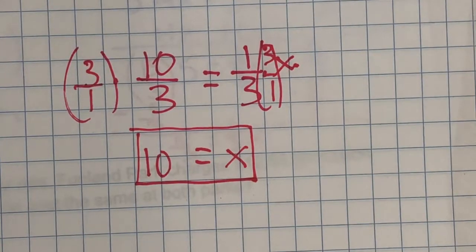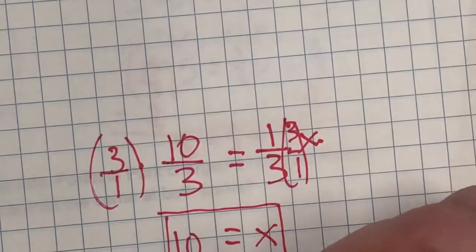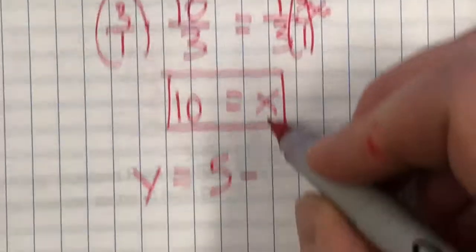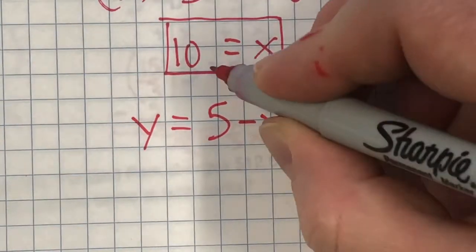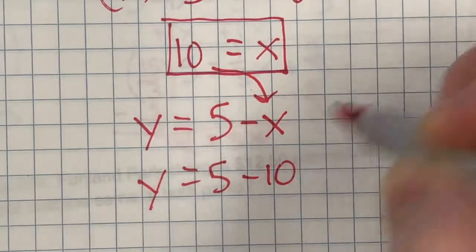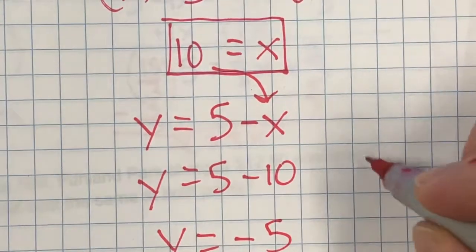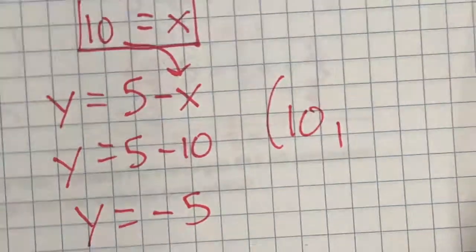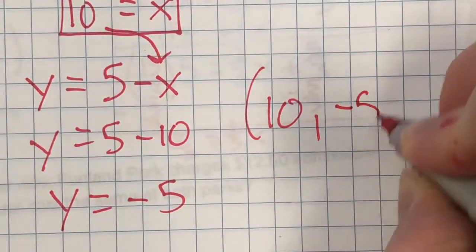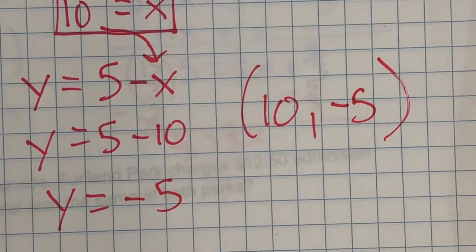Then we take the 10, we plop it back into one of our equations, which I like the one that's y equals 5 minus that x. So if we put the 10 right there, it's y equals 5 minus 10. So that would give me y equals -5. So x equals 10, and y equals -5. You won't have one quite that hard on the test, but it's good practice for you.